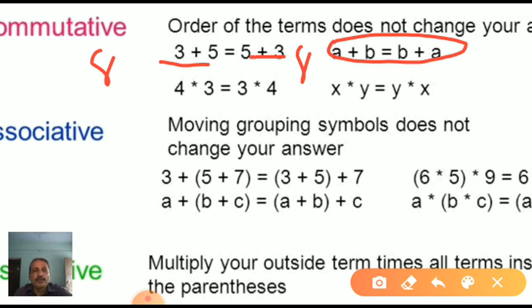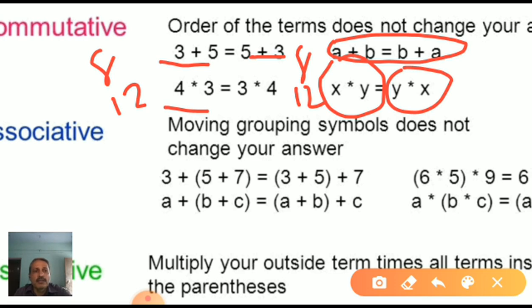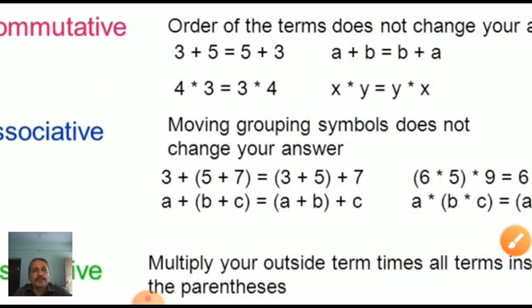For multiplication also, 4 into 3 is 12, and 3 into 4 is also 12. So in expression way we can say x into y as well as y into x, both answers remain the same. Okay, see now associative property: moving the grouping of symbols does not change your answer.